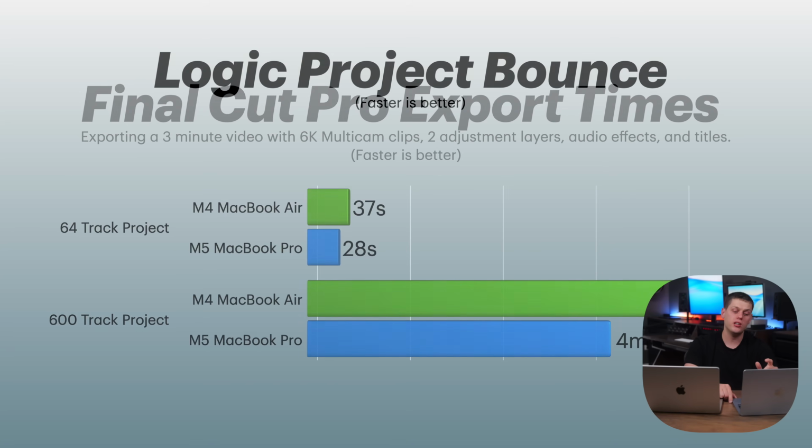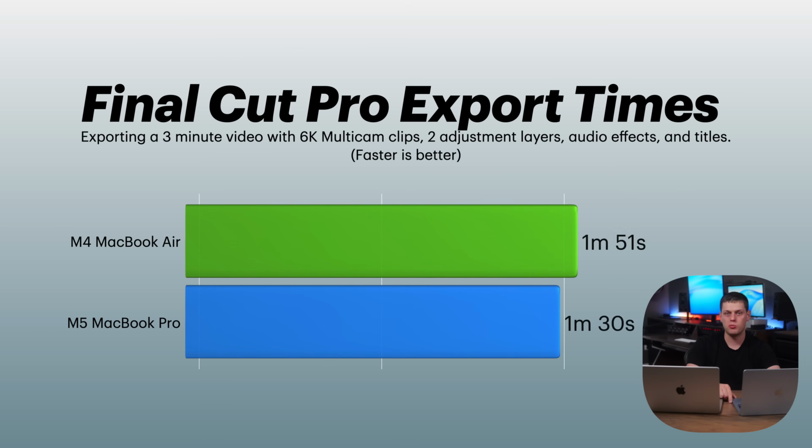Next test is the video exporting test, running a 3-minute project with a bunch of titles and effects and multicam clips and stuff like that. And it took 1 minute and 51 seconds to export this on the MacBook Air, 1 minute and 30 seconds to export it on the Pro, which is going to save you a lot of time if you're running longer projects.